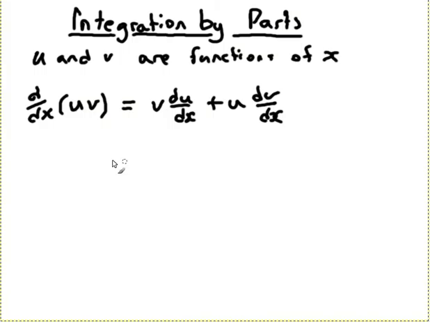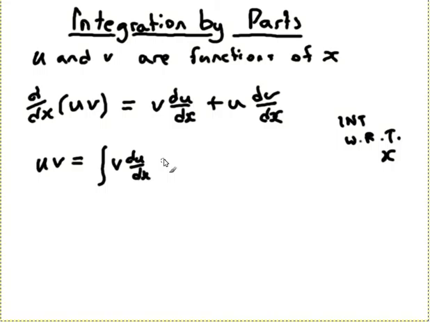Now, if we were to integrate everything here, we would come up with the following. We're going to integrate with respect to x. I'm integrating everything with respect to x. That would give me uv equals the integral of v du by dx plus the integral of u dv by dx.